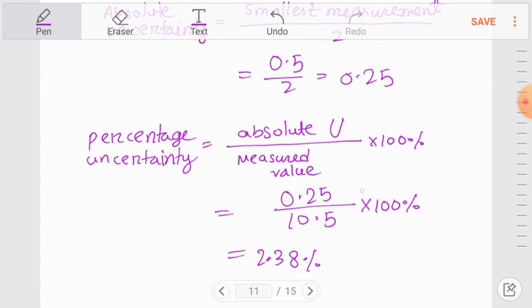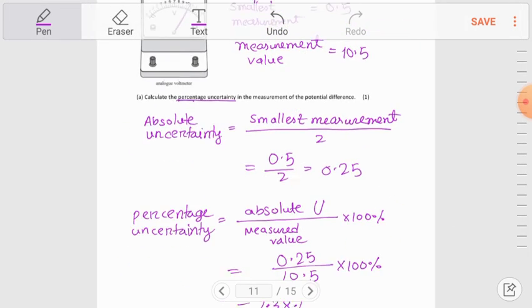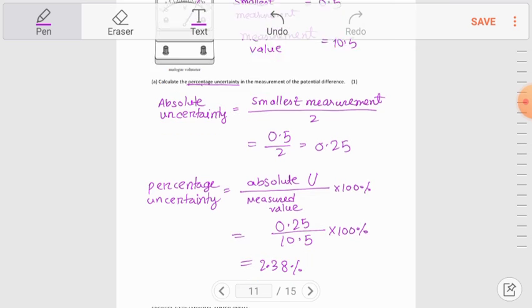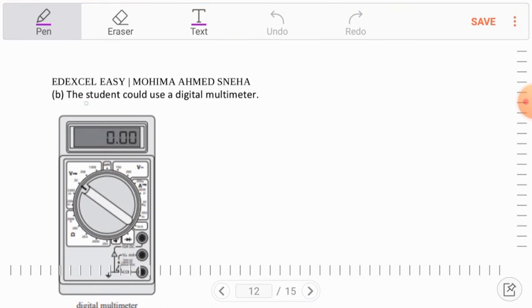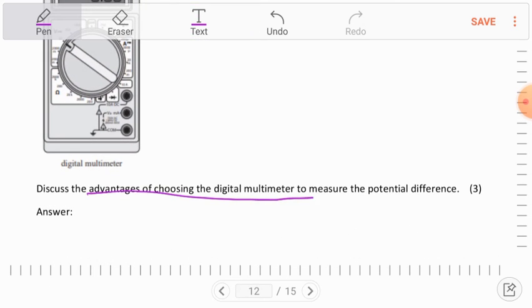So this is the absolute percentage uncertainty for the voltmeter, and with this our 4A ends. Now I am moving to 4B. 4B says the student used a digital multimeter. Now discuss the advantages of choosing the digital multimeter to measure the potential difference. So we need to just state the advantages of using the digital multimeter over the analog voltmeter.